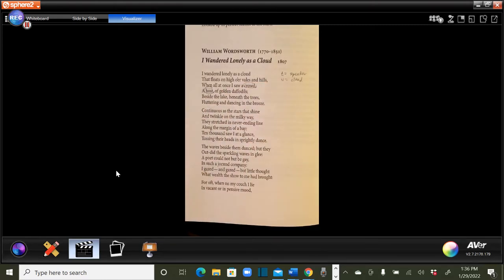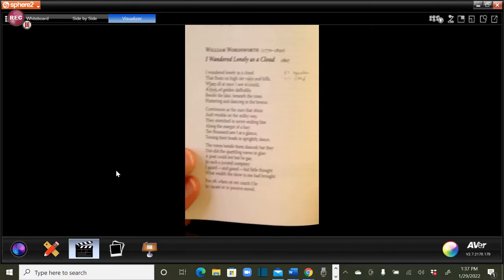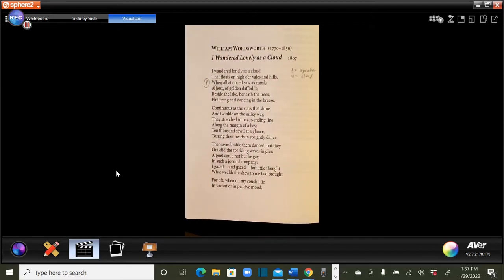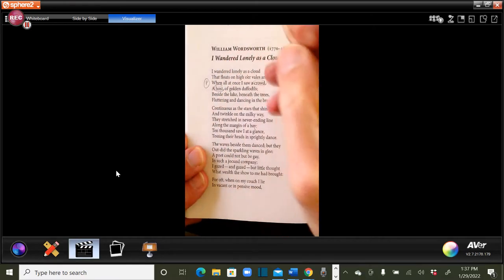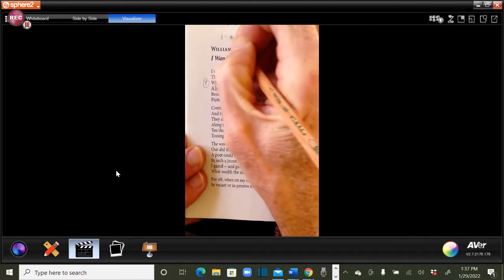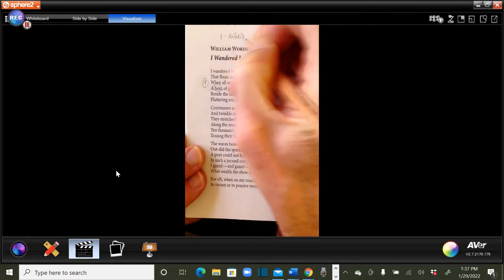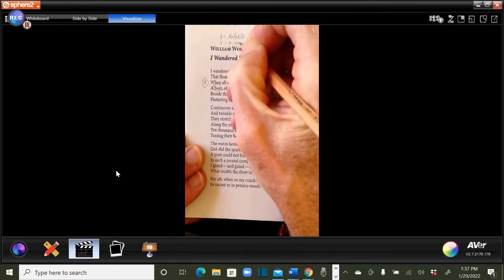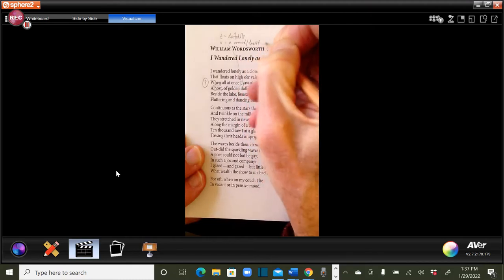So a host, of course, is a great multitude, and we can see that what he's done is the implicit personification of the flowers. So I'm just going to put a P here, and now the tenor for this particular metaphor is the daffodils, and then the vehicle is a crowd, a host of people.